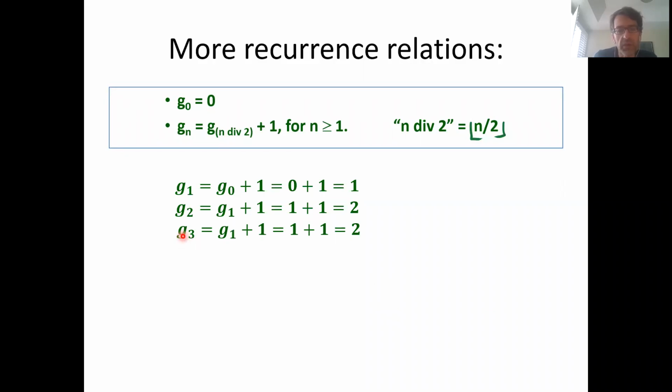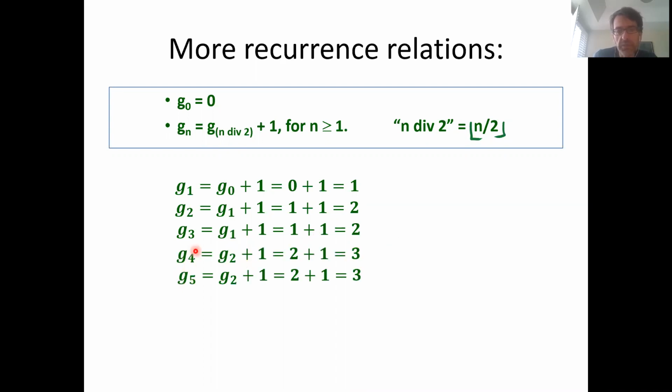So G3, okay, let's look. 3 divided by 2 floored. So this is 3 halves, that's 1.5 floored, 1. So that's why for n equal 3, G3 is just 1 plus 1. All right.